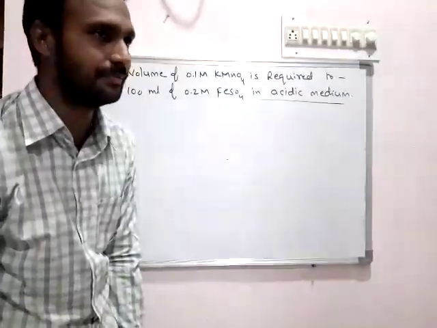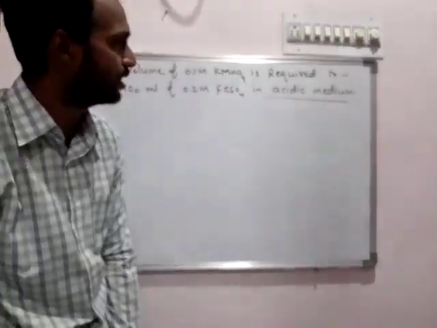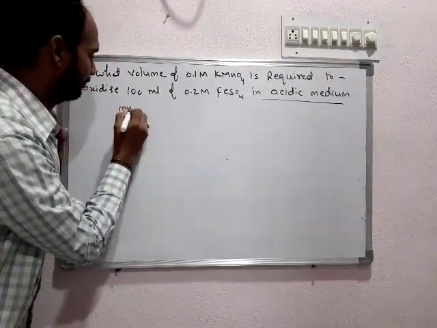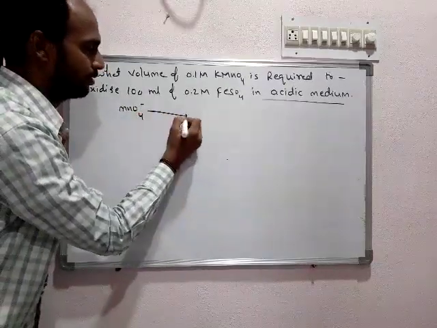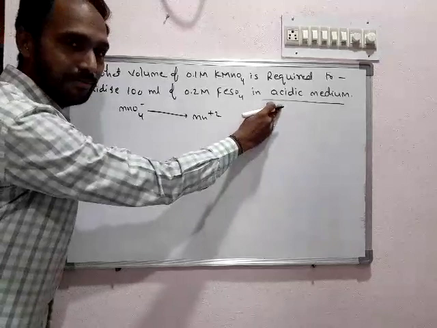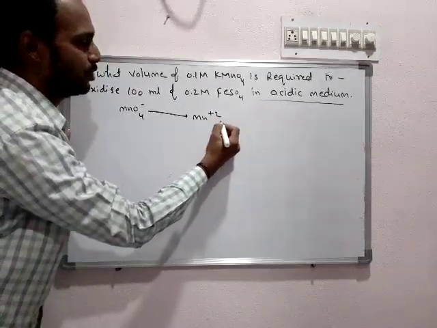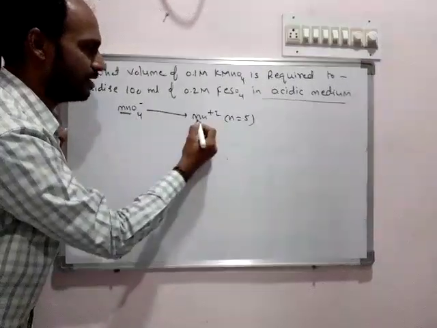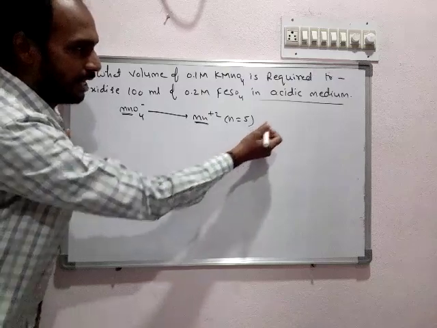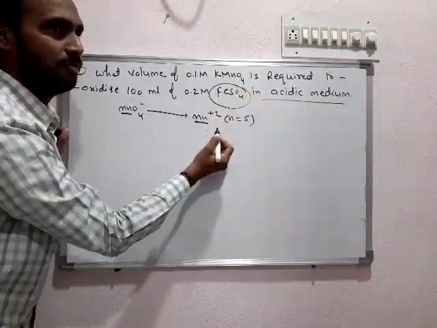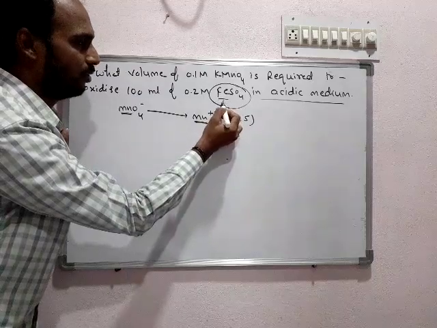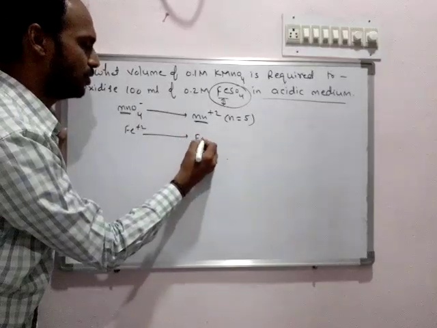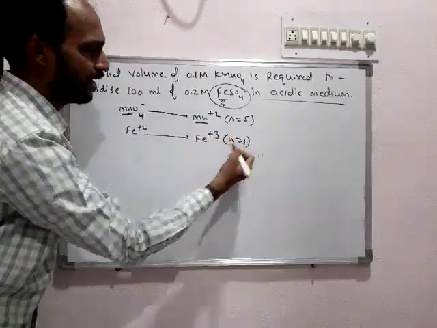So we must know, in the acidic medium, what is the change in permanganate ion? The permanganate ion changes to Mn+2 in acidic medium. We know that. So there is a change, and therefore the N factor is equal to 5. The oxidation number of manganese is +7 to +2, N factor 5, in an acidic medium. Next, what about FeSO4? Here in ferrous sulfate the involved part is ferrous. The ferrous is changed to ferric and here the N factor is 1.